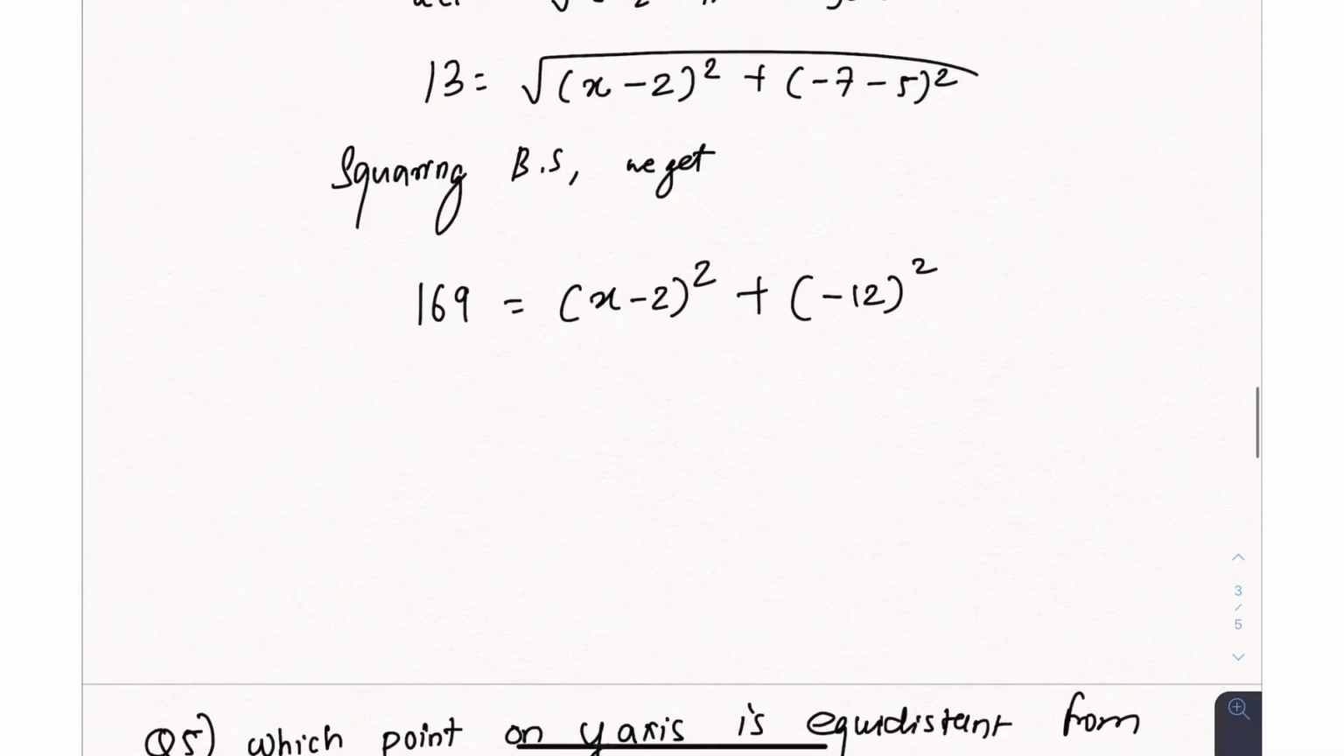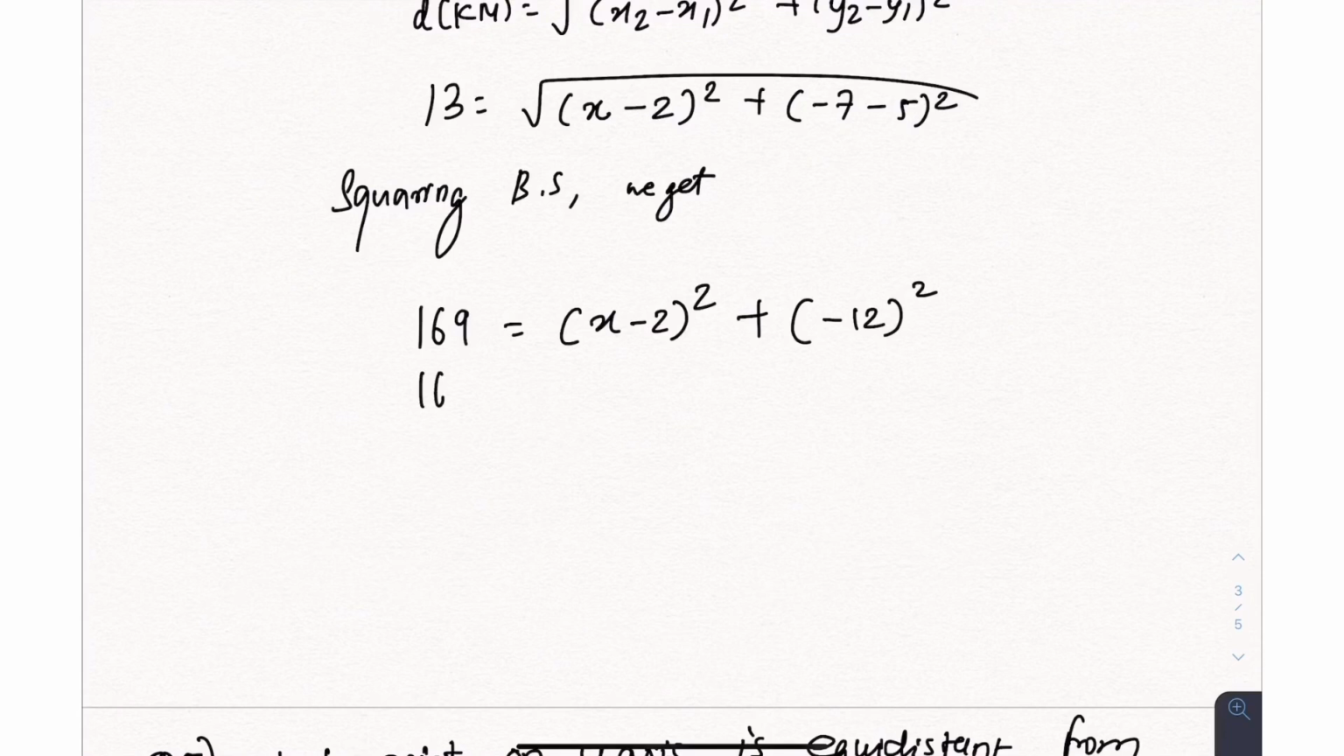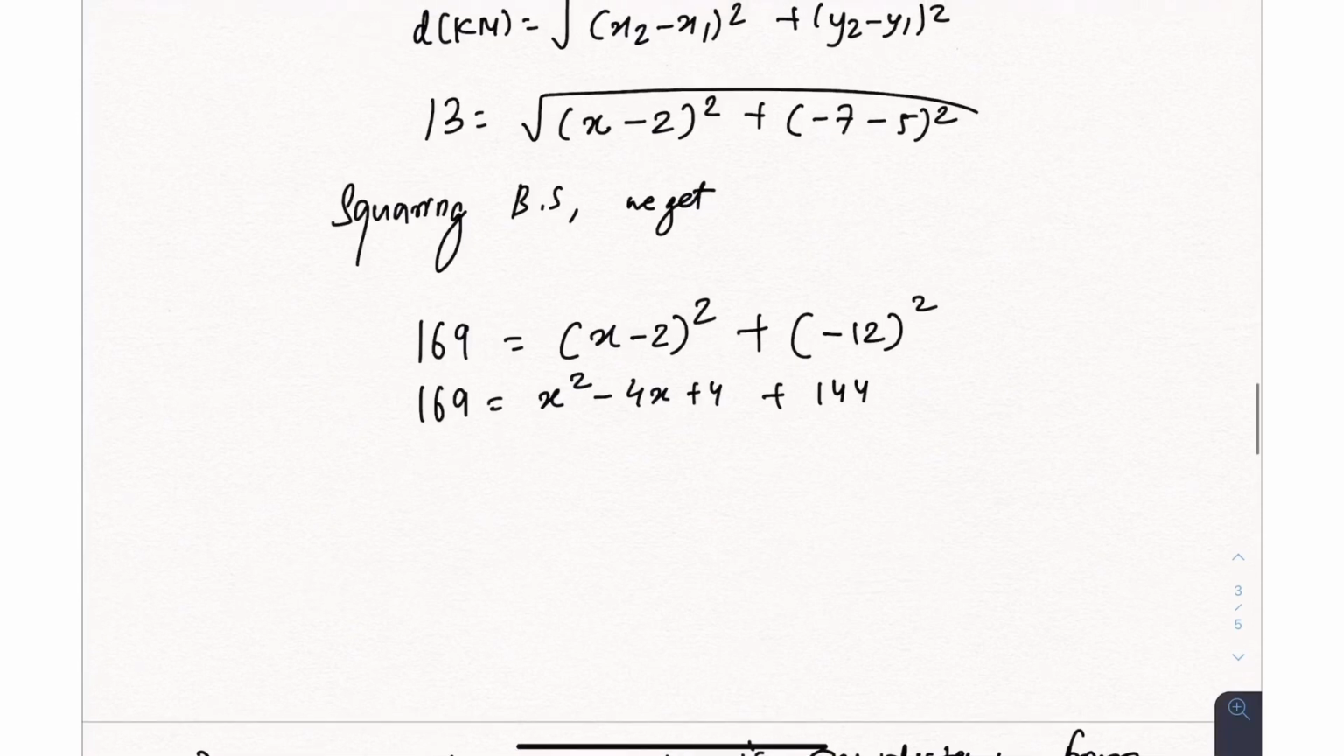And we know that square is always positive. So 169 is equal to x square minus 4x plus 4 plus 144. We have to use the (a minus b) the whole square formula: a square minus 2ab plus b square. Now we have to bring all the terms on one side. After rearranging, we get x square minus 4x plus 148, since 144 plus 4 is 148, minus 169 is equal to 0.